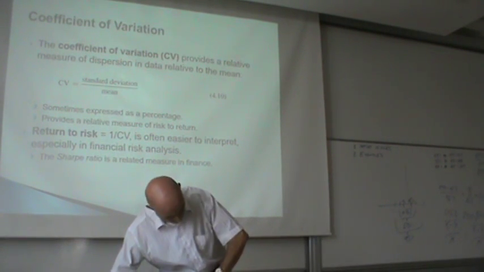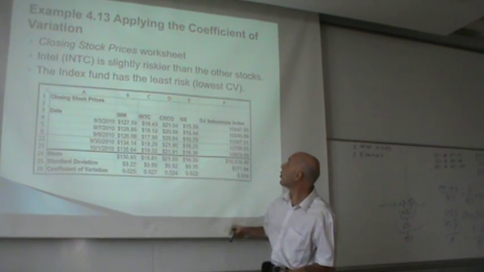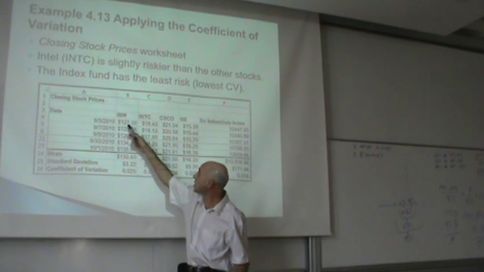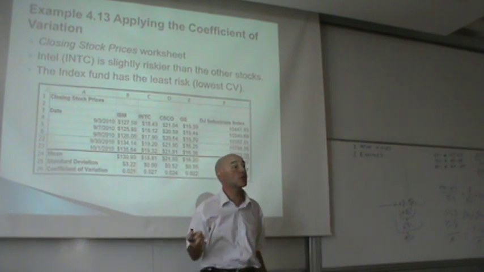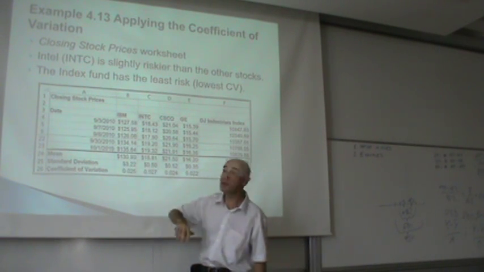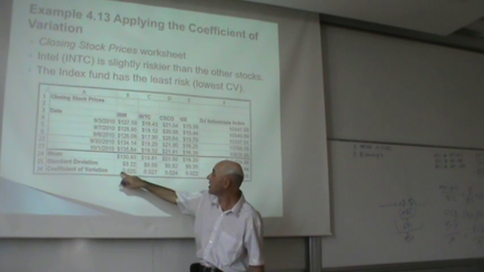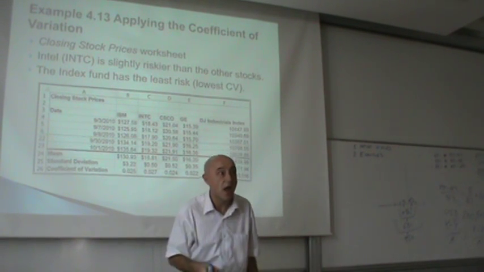Let's see what else we got. And you can apply the coefficient of variation. You got some stock prices. We'll try to get those. You got them for particular dates. You calculate the mean. You calculate the deviation, or the standard deviation. And then the coefficient of variation.